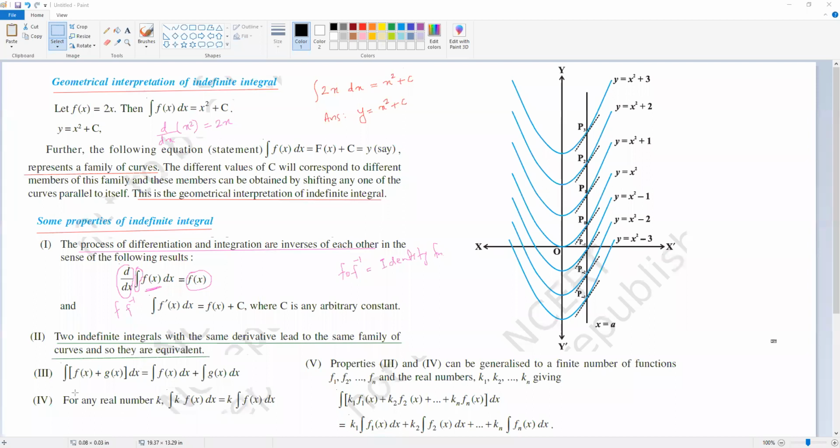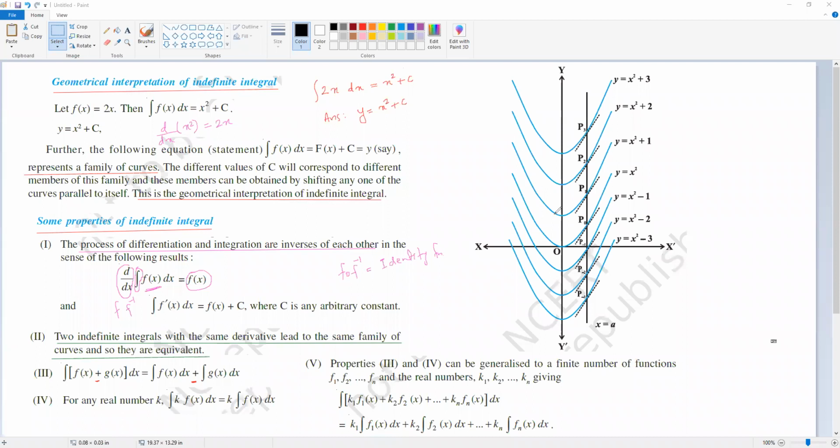Then the integral of f of x plus g of x is the integral of f of x plus the integral of g of x. That means the integral of a sum is the sum of the integrals. Not only a sum, it is the same thing for a difference also. The integral of a difference is the difference of the integrals. We have seen in derivatives that the derivative of a sum is the sum of the derivatives, and the derivative of a difference is the difference of the derivatives. So the same will apply here also.